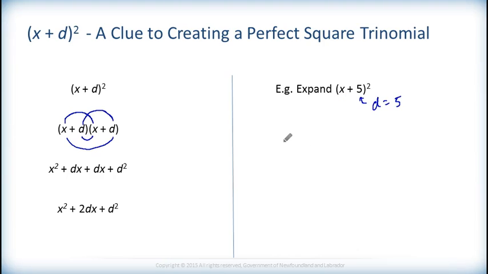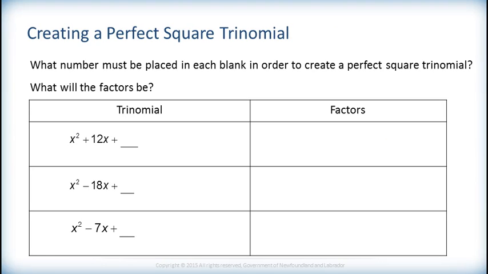That's a clue to quickly expand this example right here. So our d value in this example is 5, and following the pattern x squared plus 2, our d value is 5, so we put that in, plus 5 squared. So we've got x squared plus 10x plus 25. Notice in particular that I could use this number by taking half of it and squaring it to get the number that's at the end. Let's apply that a little bit more.